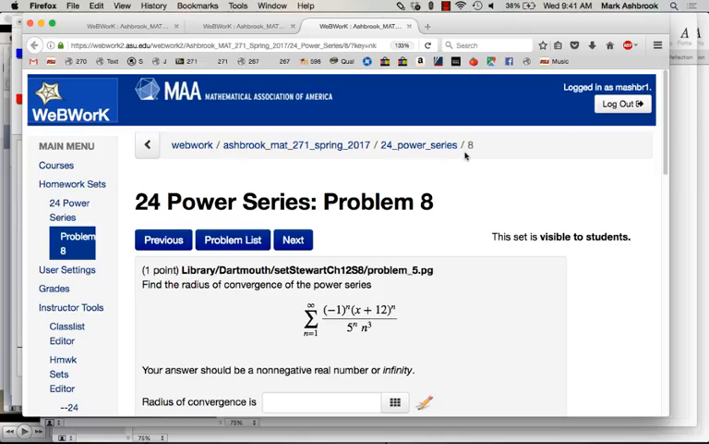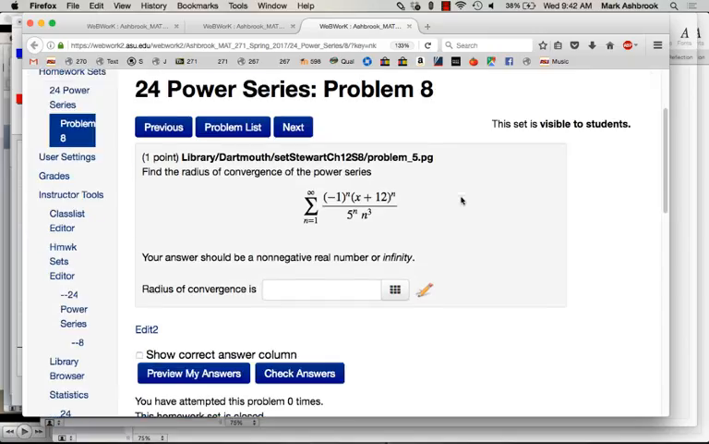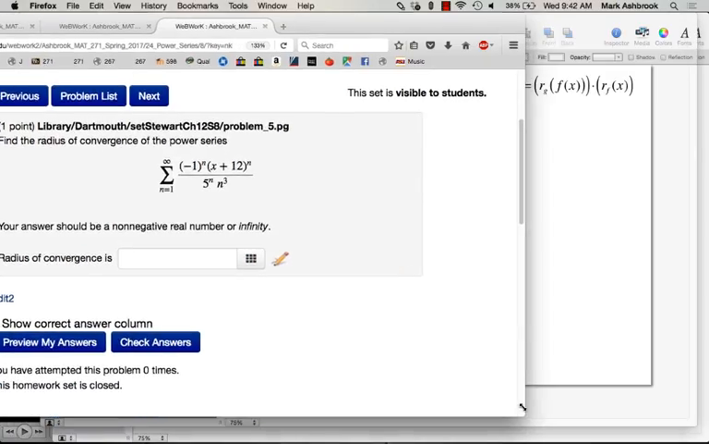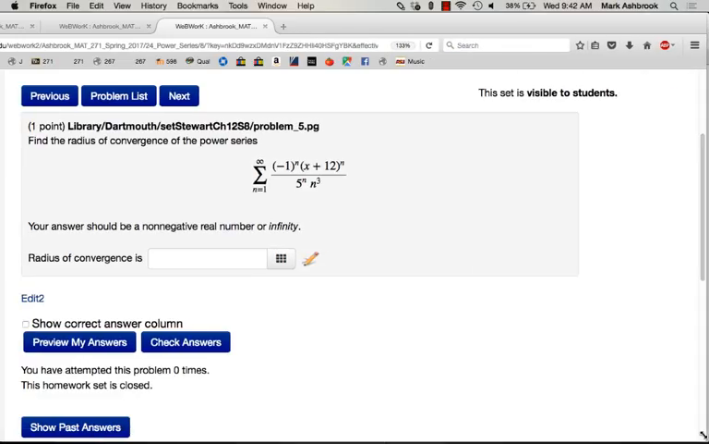Okay, let's look at the last two on WebWork. Okay, so this one, all they want is the radius of convergence. We'll go ahead and find the whole interval just for a good practice problem. All right, so what are we going to do here?